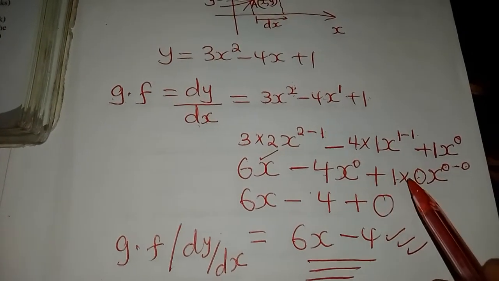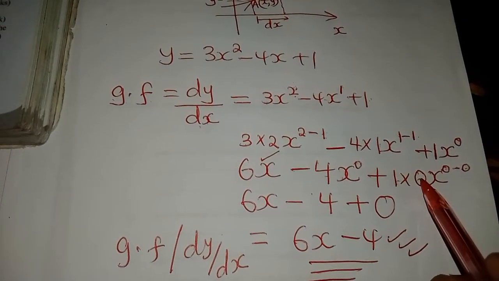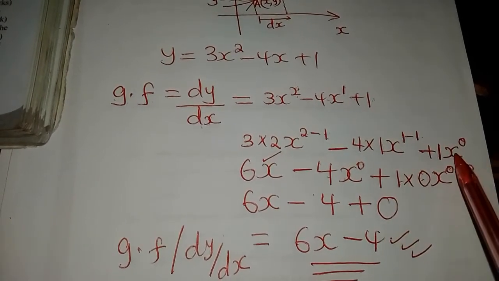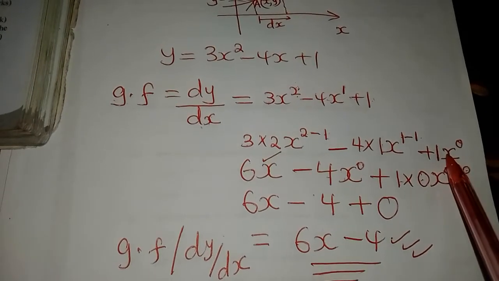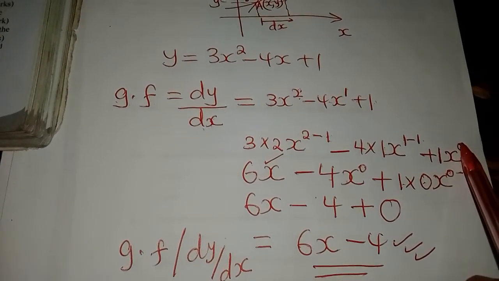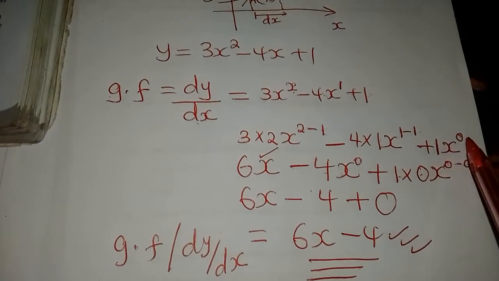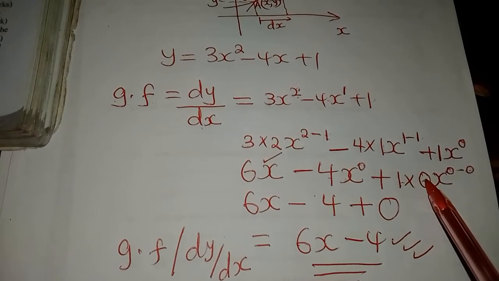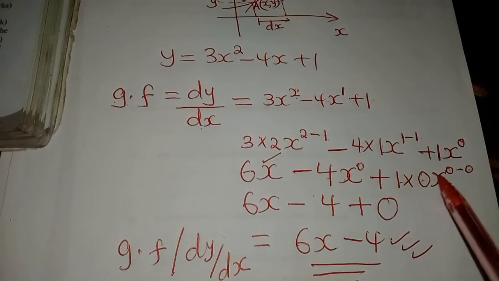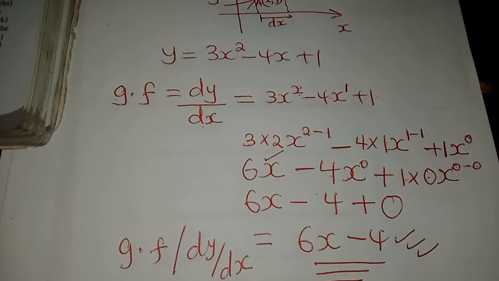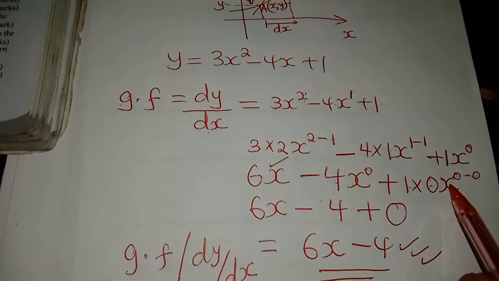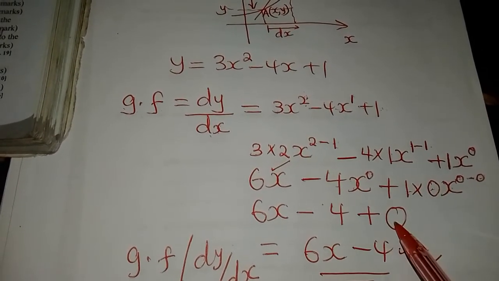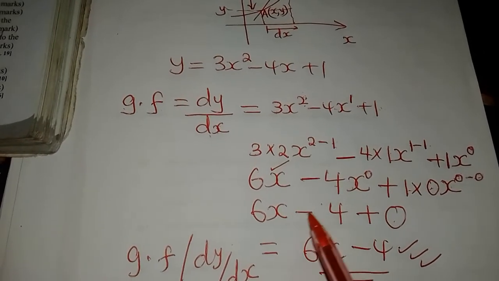So plus, come here, 1 times 0. I said there was no x here, so I introduced my artificial x. So this x here has to get raised to 0 because it was not there. So I take this 0, multiply by this 1, and get 1 times 0. Then x raised to 0 minus 0. So 0 minus 0 is 0. So I have 1 times 0, that is 0. So that goes like that. So 6x minus 4 plus 0.